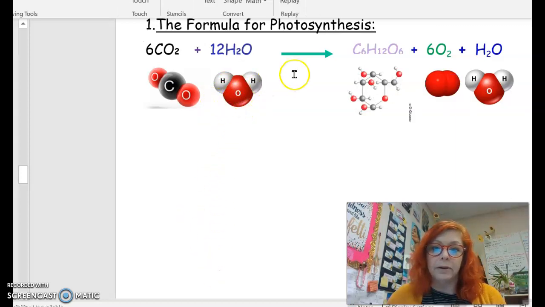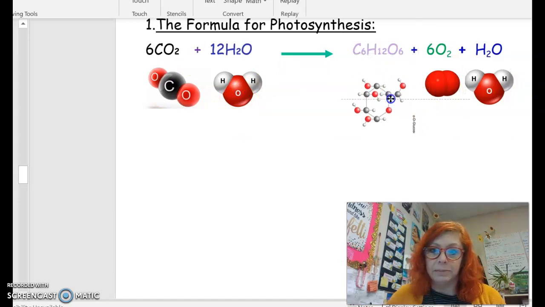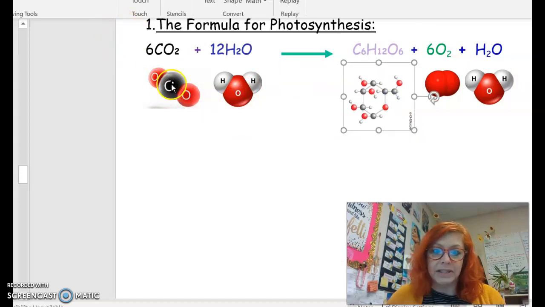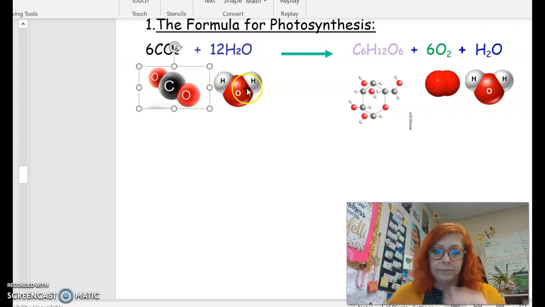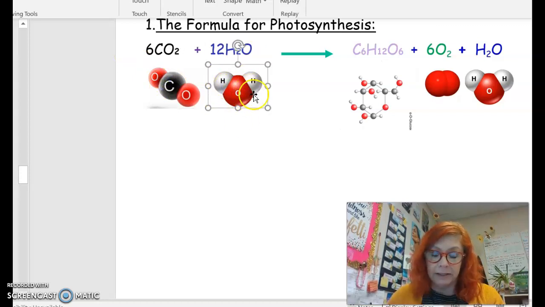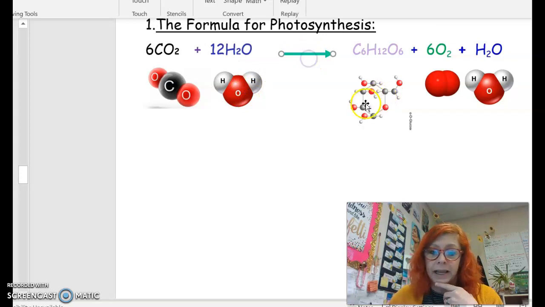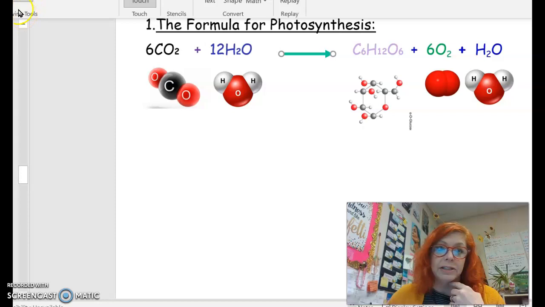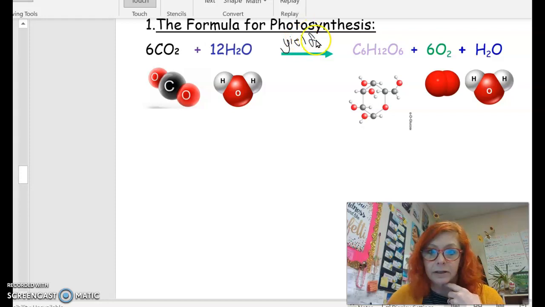So the reason I'm showing you this is because you see we have 6 of these, okay? And we have 12 of these. Now, this arrow in science actually means something. It means that a chemical reaction happens. So this means yields. So you'll write yields here. But something has to happen for the chemical reaction to occur.